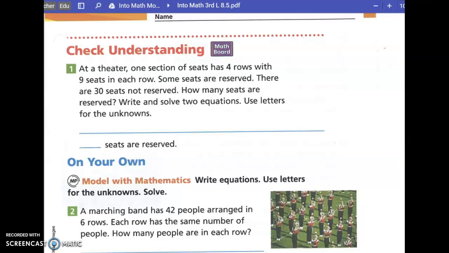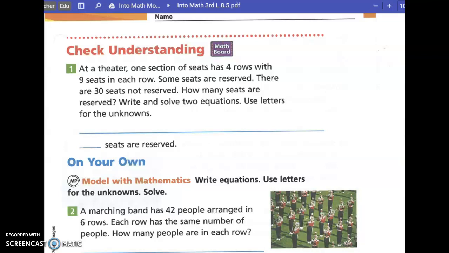Check your understanding. Okay, at the theater, one section of seats has 4 rows. If you were doing this at home, I hope you work the problem and then come back. At the theater, one section of seats has 4 rows with 9 seats in each row. Some seats are reserved. There are 30 seats not reserved. How many seats are reserved?